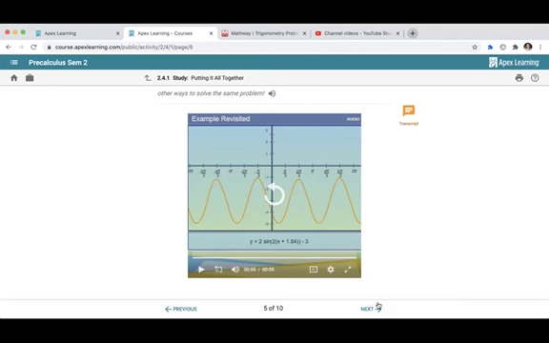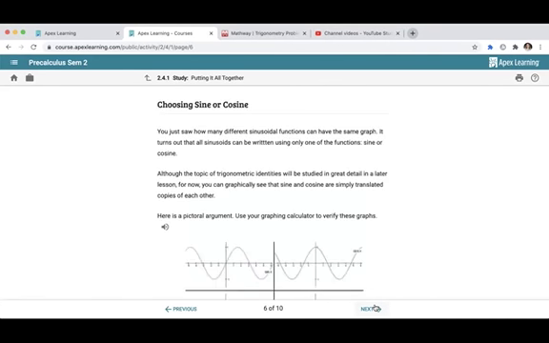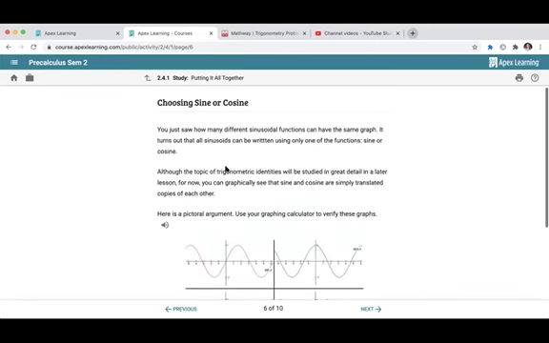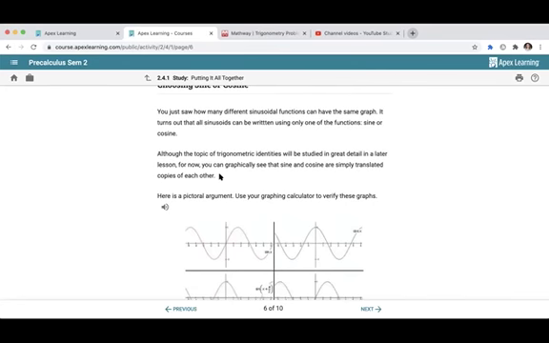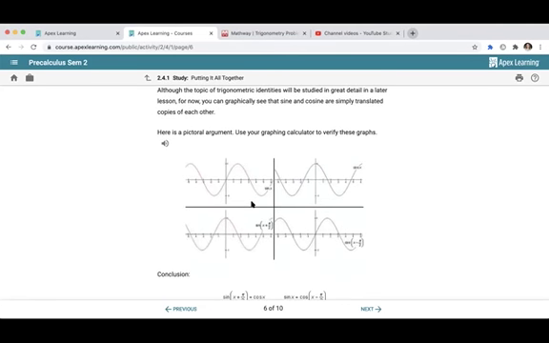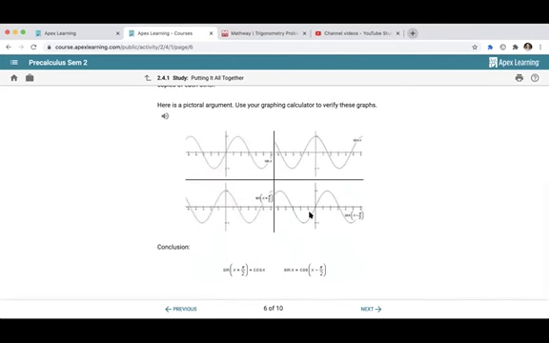All right, so there's multiple equations that will result in the same graph. It just depends on what you're looking for, and that's kind of the nature of the beast with these periodic repeating graphs. All right, so then look here, choosing sine or cosine. You can see that they can result in the same graph depending on if you shift them or not. Looking here at the red one and the blue one, again, you can look at the conclusion that it's the same thing.